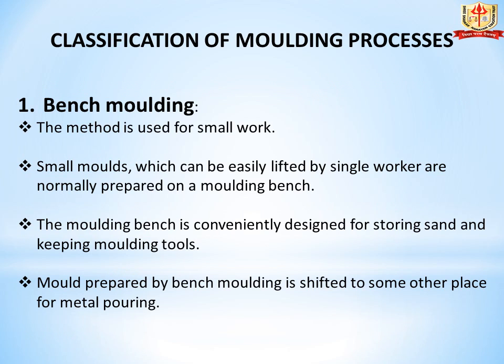Next, we study classification of molding processes. First type is bench molding. In this, first point, the method is used for small work. Second point, small molds which can be easily lifted by a single worker are normally prepared on a molding bench. Third point, the molding bench is conveniently designed for storing sand and keeping molding tools. Fourth point, molds prepared by bench molding are shifted to some other place for metal pouring.